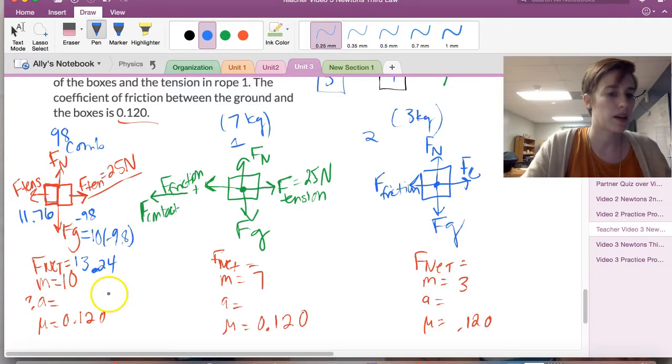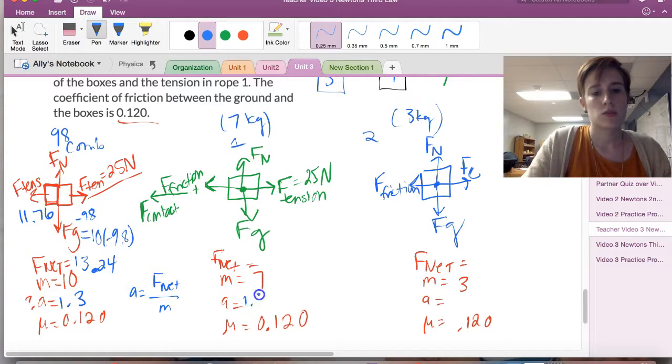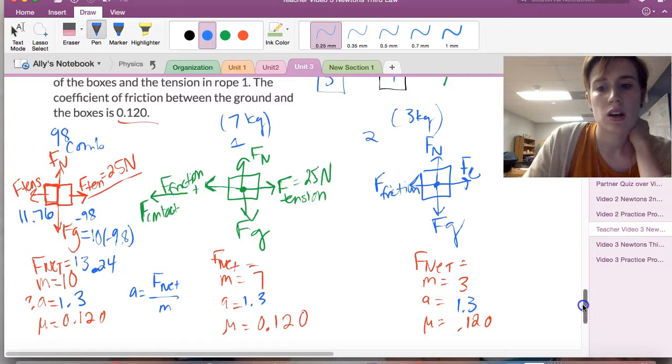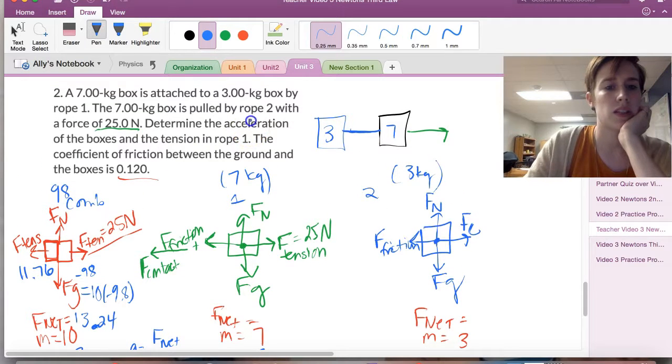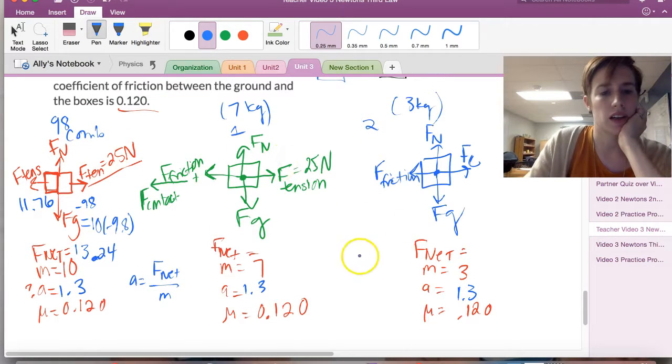So now I can find acceleration, right? It's F equals ma. So if I rearrange it, it's really the net force divided by mass. So I do 13.24 divided by 10. My acceleration is 1.3. So it's 1.3 for all of them. Remember, it doesn't change for each individual thing. So we found the acceleration. And that's it. So we're done with our problem. We could have asked to find other things, but in this particular problem, all it wanted was acceleration.